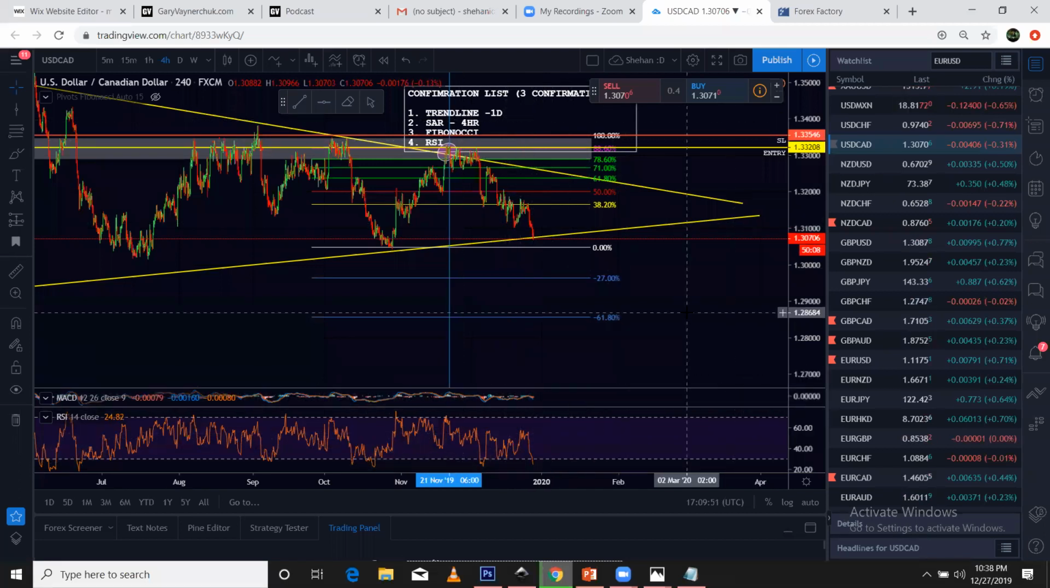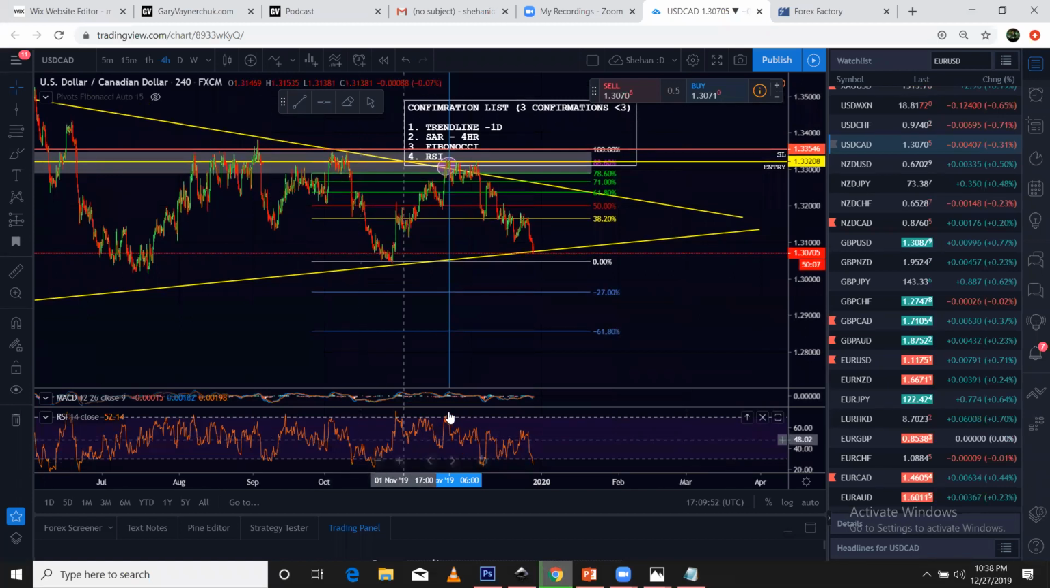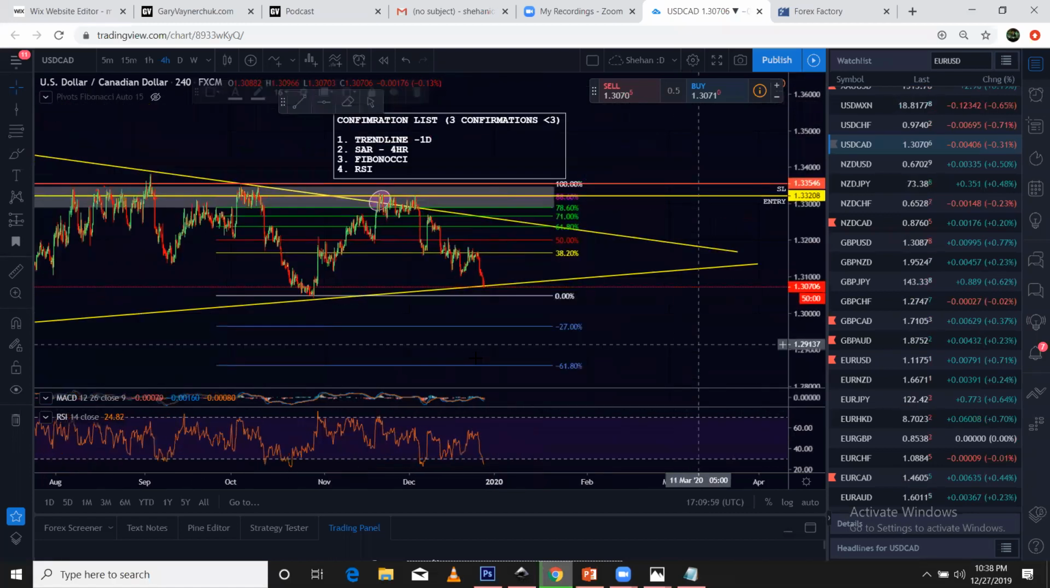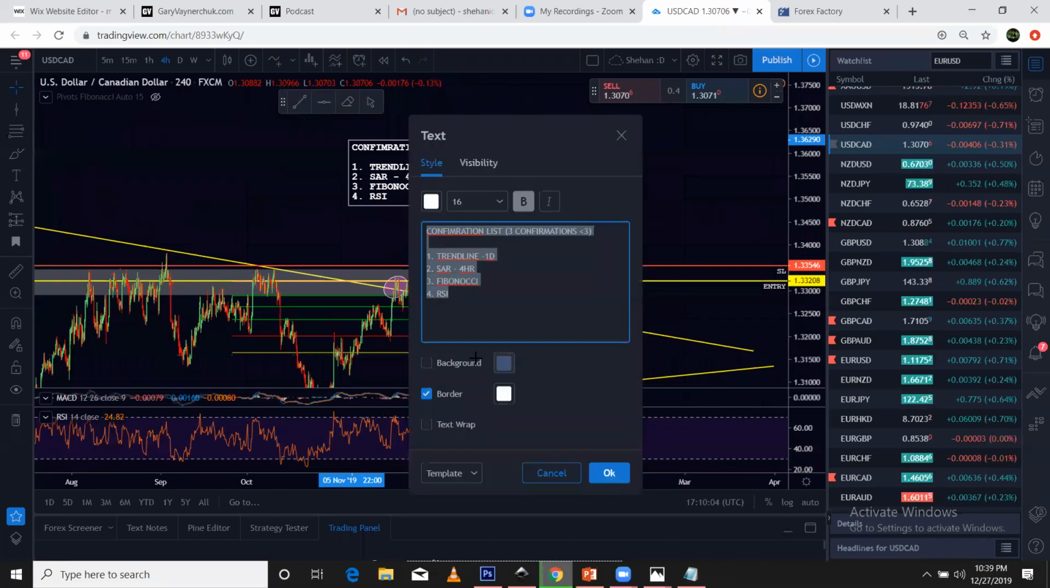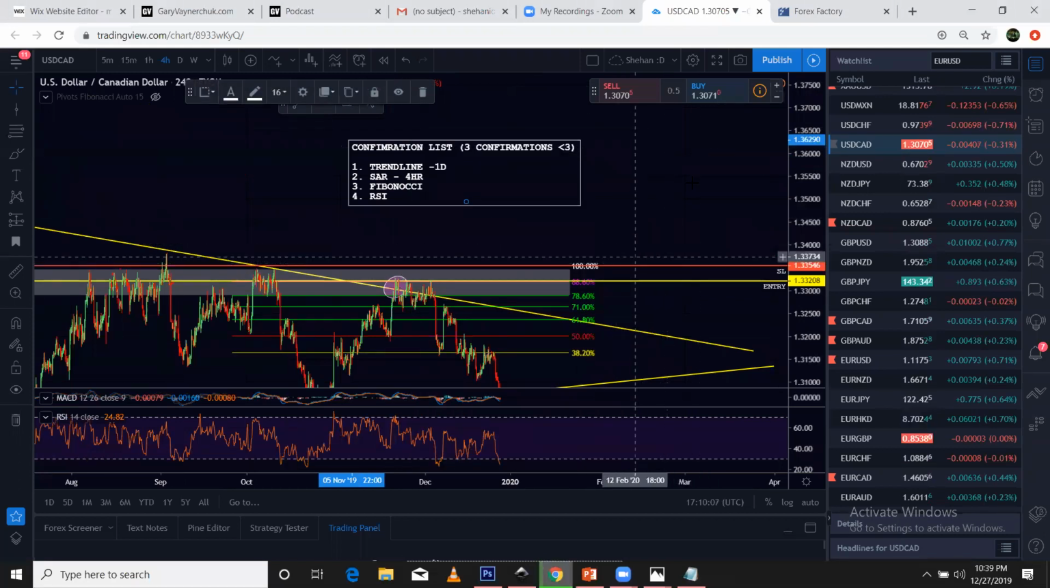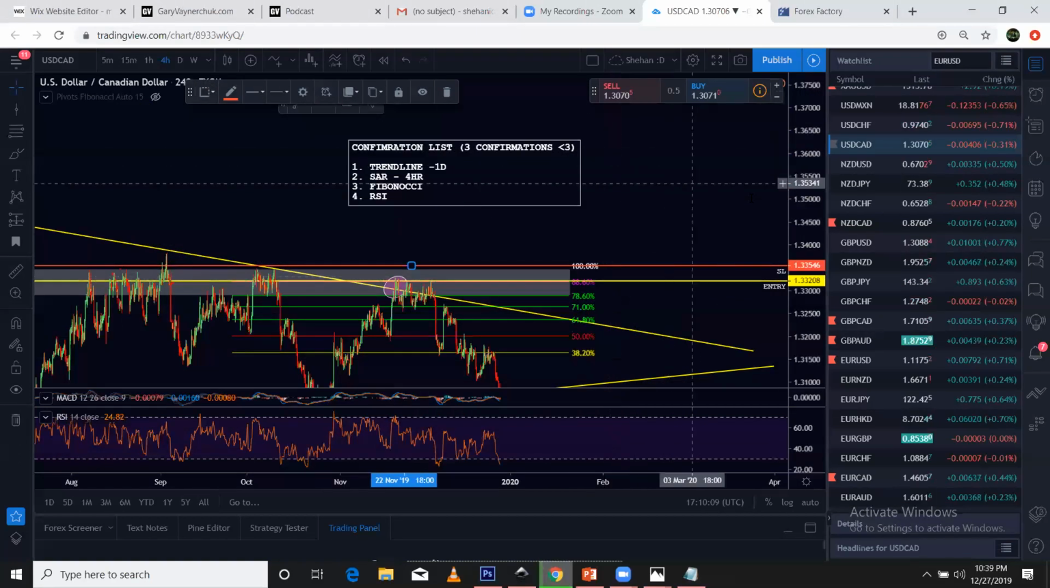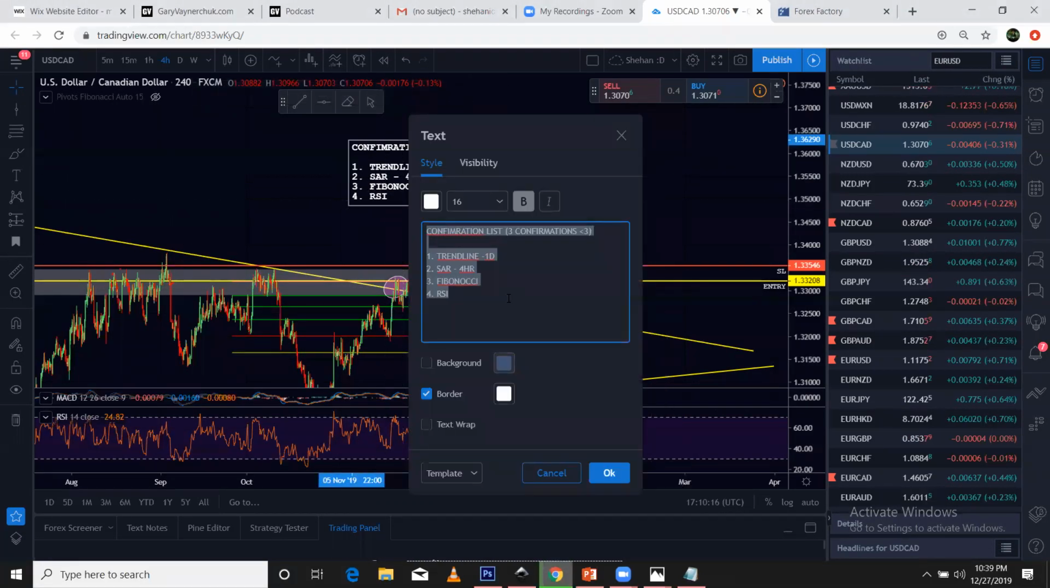So just one more confirmation again, right? See, it's right there. So I have my fourth confirmation too, right? Where I put my stop loss, I put it right here. You can see SL, right? Okay, so RSI.